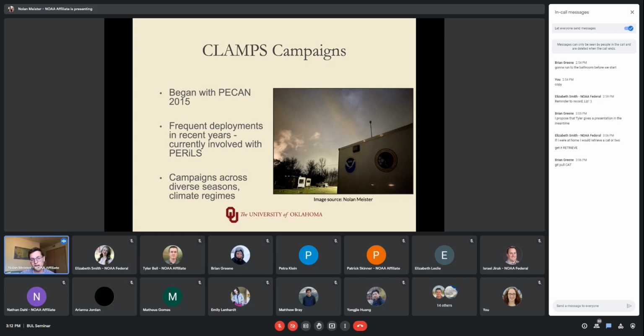So the upshot of this is that we have a bunch of CLAMPS campaigns that have occurred across diverse seasonal regimes, spring in Mississippi versus winter in Crested Butte. And that also gives us a bunch of climate regimes, such as Oklahoma, which is semi-arid, or Wisconsin, which is continental. So there's a bunch of heterogeneity across these long-term boundary layer data sets that we now have the opportunity to begin comparing one to the other.